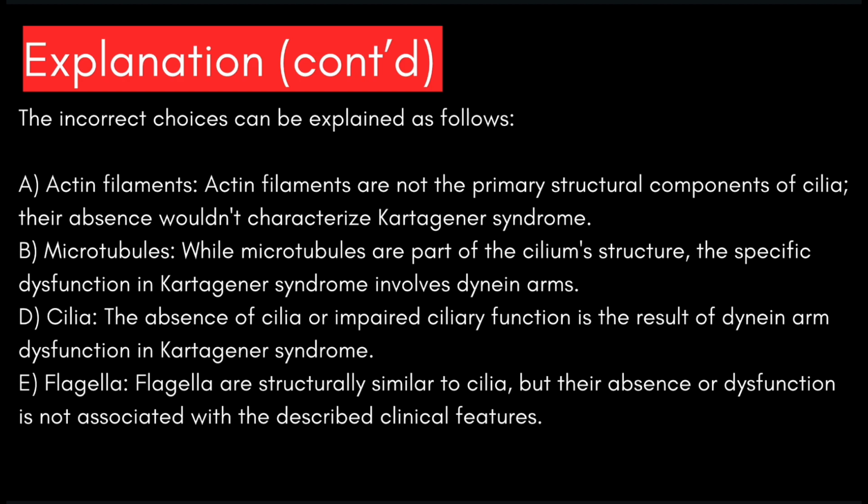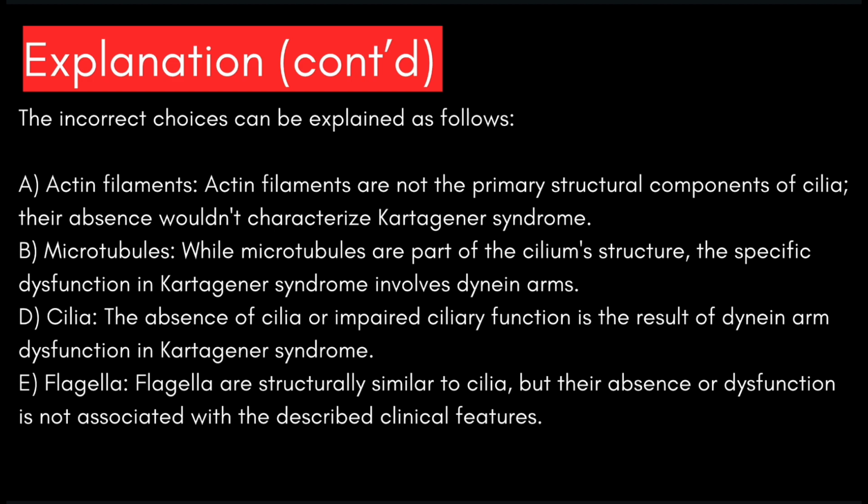Let's go through and break down the incorrect answer choices. Actin filaments. Actin filaments are not the primary structural components of cilia. Their absence wouldn't characterize Kartagener syndrome. Microtubules. While microtubules are part of the cilium structure, the specific dysfunction in Kartagener syndrome involves dynein arms. Cilia. The absence of cilia or impaired ciliary function is the result of dynein arm dysfunction in Kartagener syndrome. Flagella. Flagella are structurally similar to cilia, but their absence or dysfunction is not associated with the described clinical features.